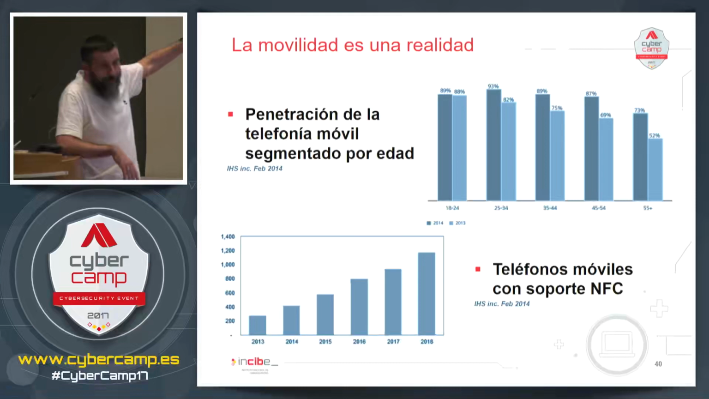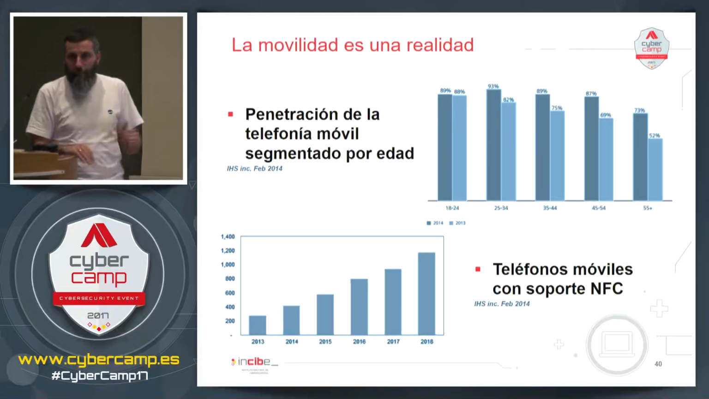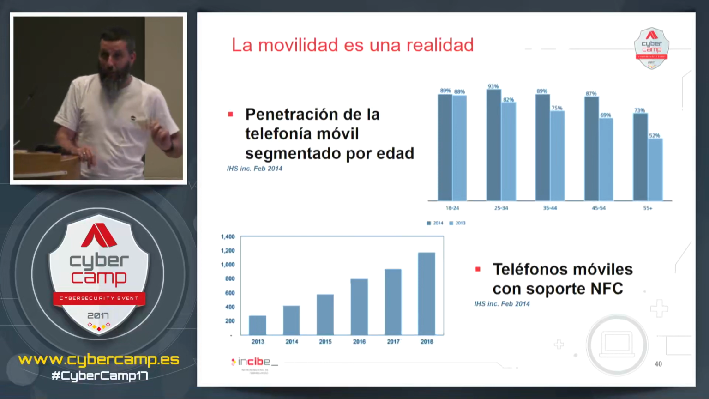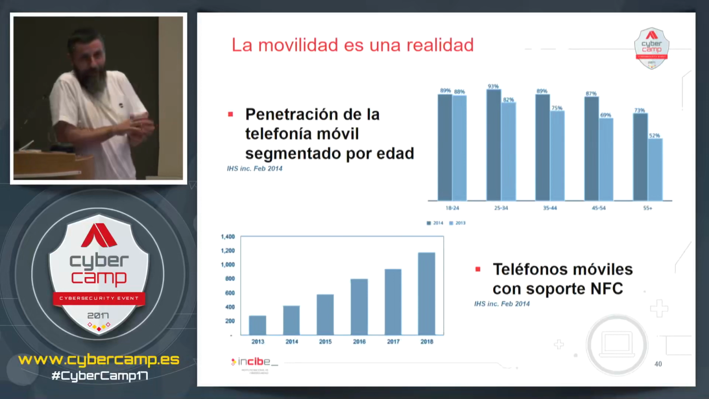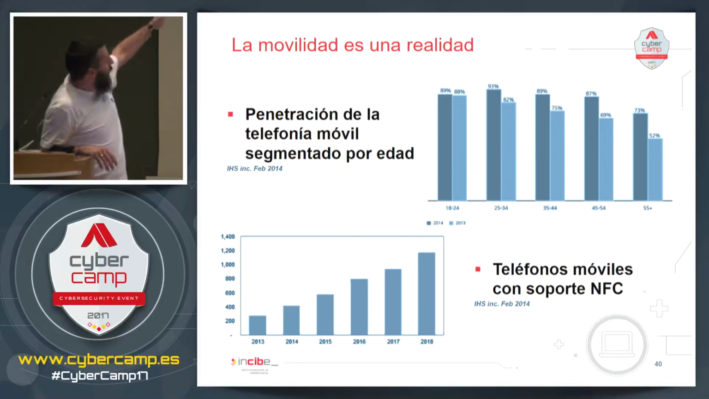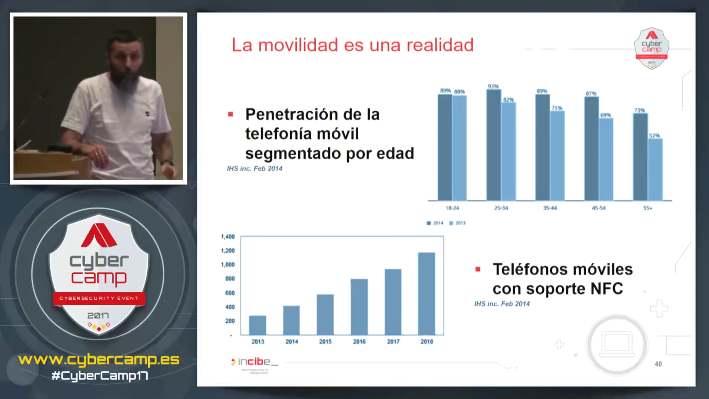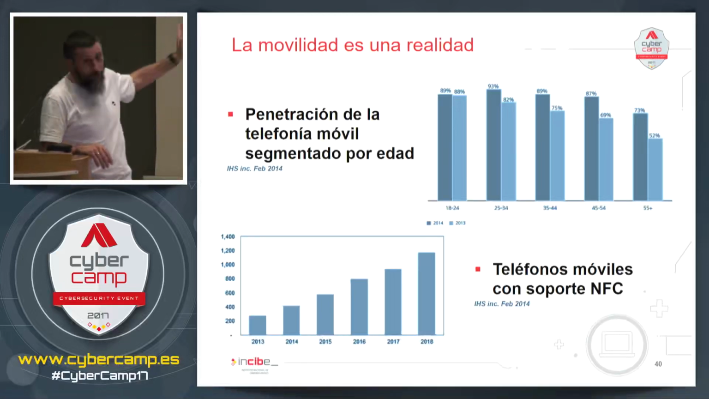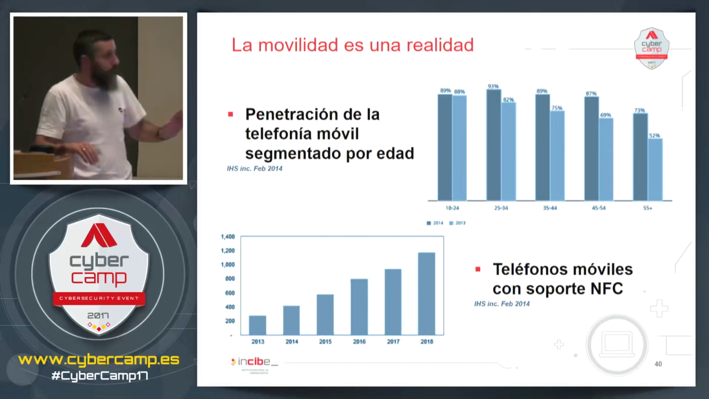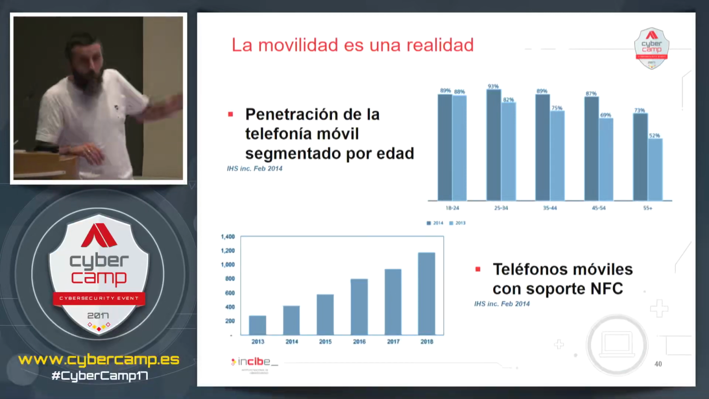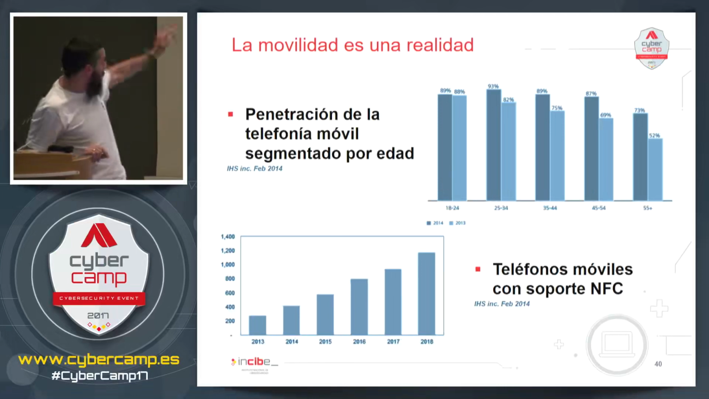Here are some figures. They're from 2014, but it's the penetration of mobile technology. How many people in this room do not have a mobile phone? Please raise your hand if you don't have a mobile phone. We've all got a mobile phone. And of these mobile phones, between the ages of 18 and 24, this is 2014, so you can imagine it's people middle age. So the penetration of mobile phones is very high.